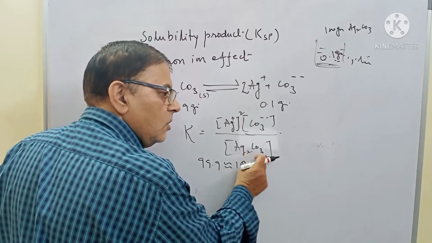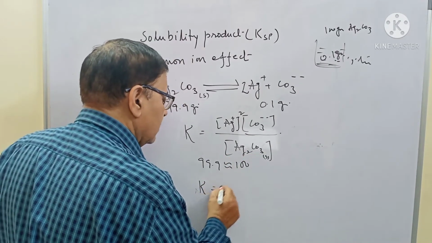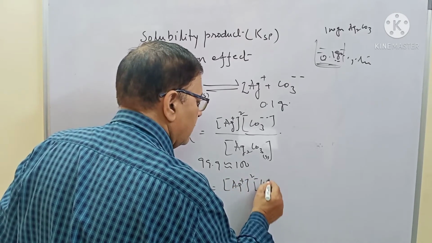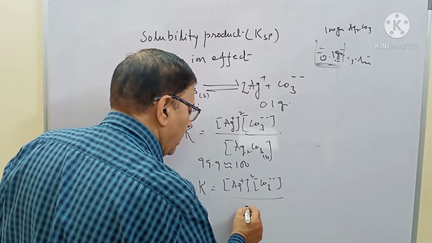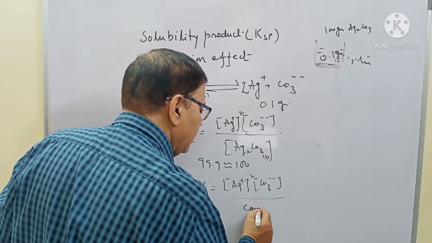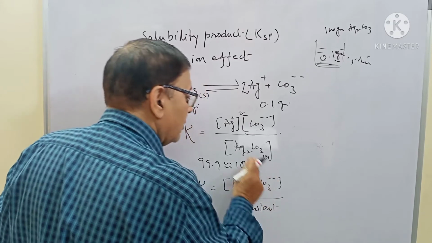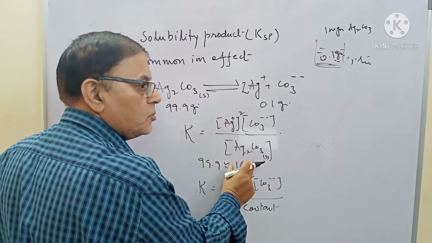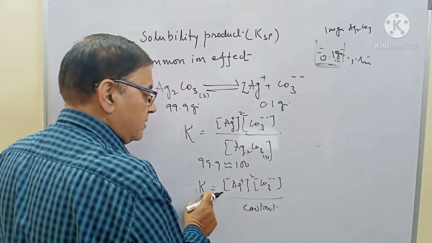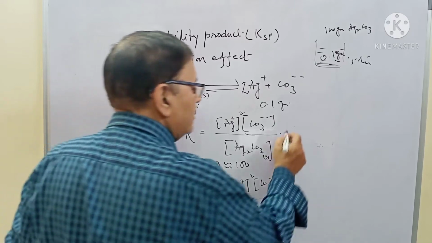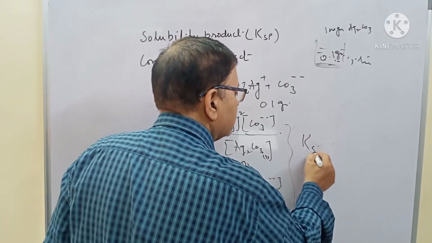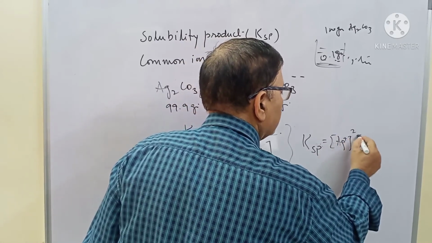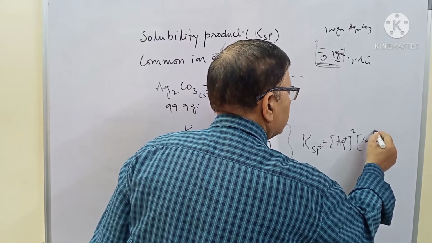So this is constant, so we get K equal to the concentration of silver ion squared times the concentration of carbonate ion, divided by a constant. Why constant? Because this is 99.9, earlier I took 100, so both are approximately the same. So K multiplied by a constant is equal to a new constant KSP, which is equal to the silver ion concentration squared times the carbonate ion concentration.